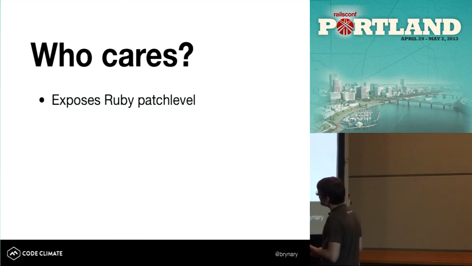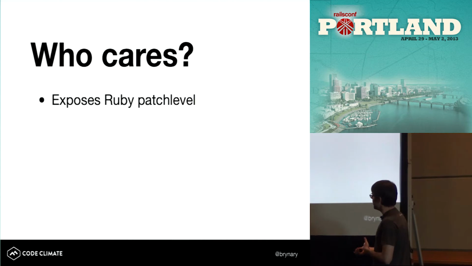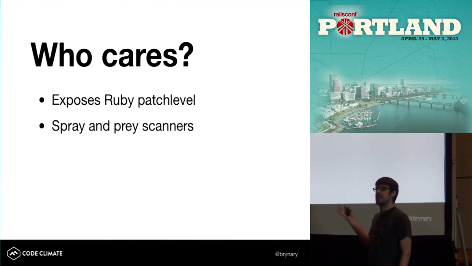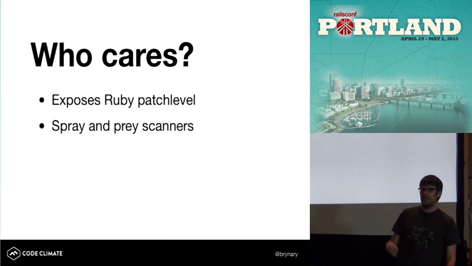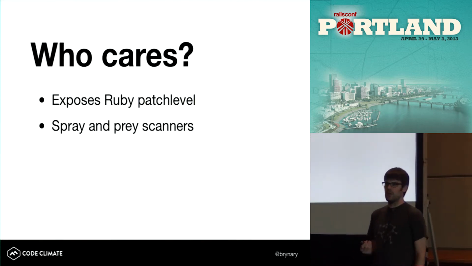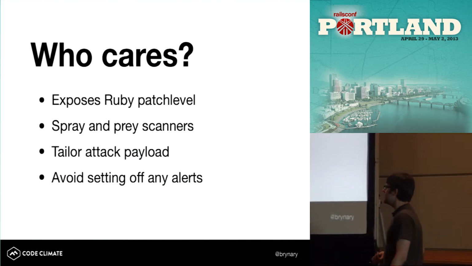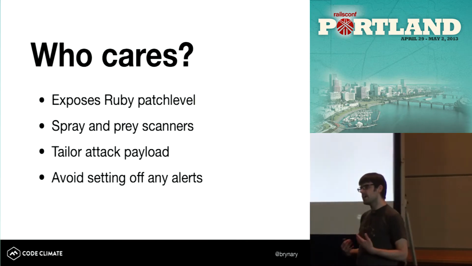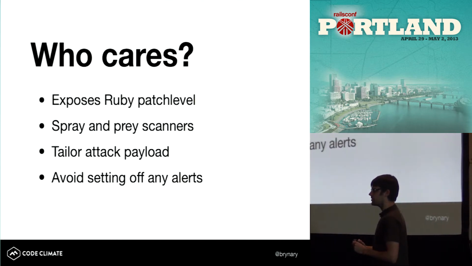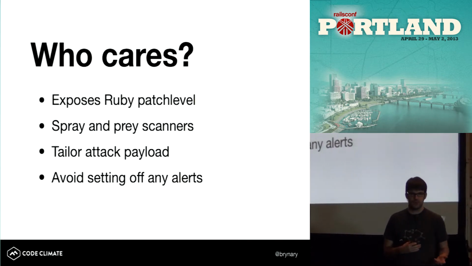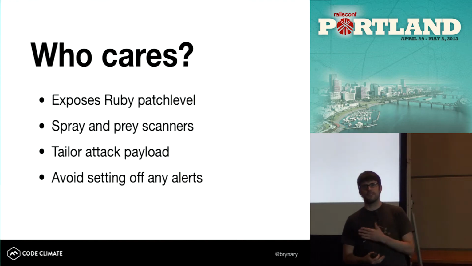So you don't want to expose your Ruby patch level specifically because, for example, spray and pray scanners, it makes it a lot easier for them to attack you, right? A lot of times, if you have an attack payload, you need to customize that based on the software you're attacking. So there might be a vulnerability that affects different versions of Ruby, but you have to exploit it different ways for different versions.